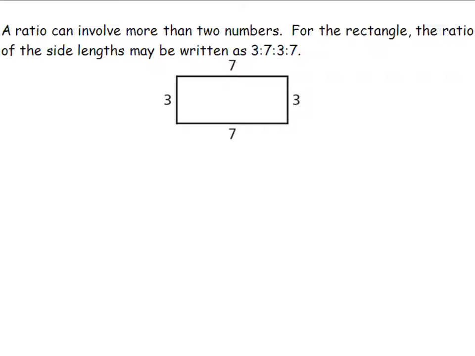A ratio can also involve more than two numbers. For example, take a look at this rectangle. It says the ratio of the side lengths, with our width being 3 and our length being 7, can be written as 3 to 7. It doesn't necessarily mean that the side lengths are 3 and 7. In this case, it does. However, sometimes the ratios are written in their lowest form, so this could be reduced. It could be the lowest form of what the actual lengths are.